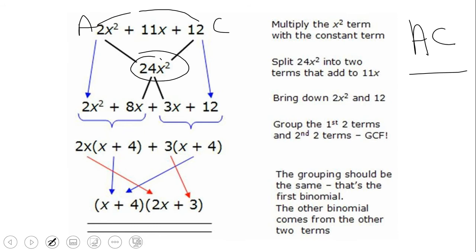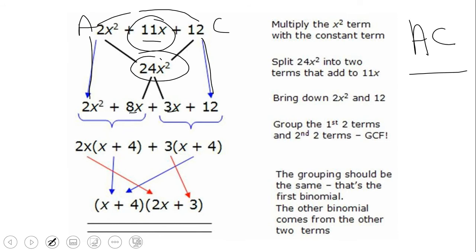You're then going to take that 24x squared and you're going to try to break it up into 2 factors that multiply to be negative 24x squared, but add up to be positive 11x. So think about the factors of 24. Again, we've seen that 24 a couple of times now. So it turns out that the factors we want this time are 8 and 3. So you're going to keep the A, you're going to keep the C, and you're going to break up that 11x into an 8x and a 3x.